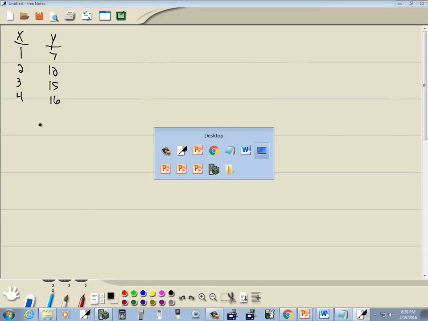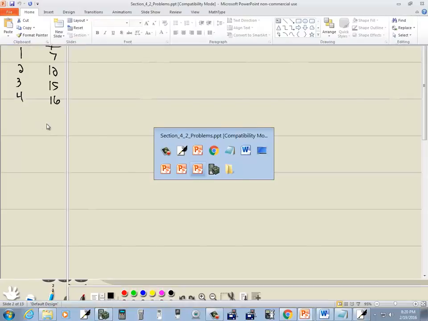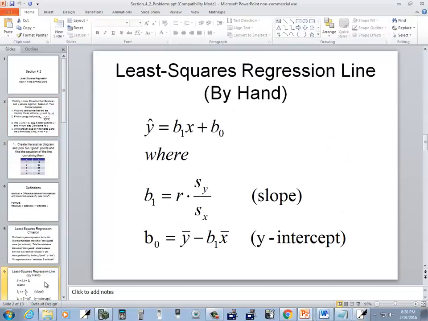Now let's look at our formula for the least squares regression. It's y hat is equal to b1x plus b naught. Now b1 is equal to r, so we need to find r, times s sub y over s sub x. So we need to find the standard deviation of the y's and standard deviation of the x's. B naught is equal to y bar minus b1 x bar. b1 is from here, of course. So we also need x bar and y bar. Okay, well let's start finding these items.